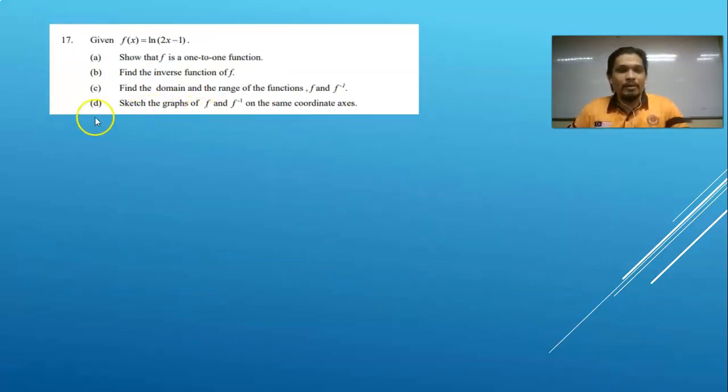Now, the function f(x) equal to natural log of 2x minus 1. There's a relation between exponential and log. Not equal, but there's a relation between these two. Show that f is a one-to-one function.